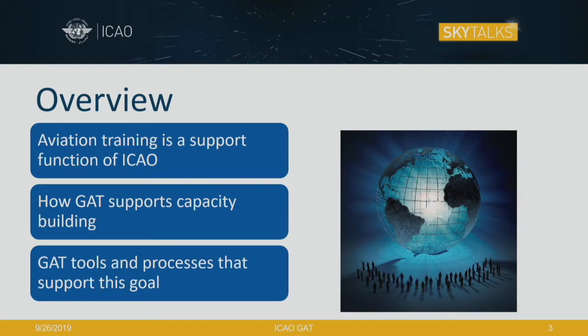How is training going to address this challenge or mitigate it? Through the processes that we use, through the standardized approach that we take, so we're able to support the smooth transition of professionals into the roles that they're going to fulfill. Aviation training is considered a support function of ICAO. So I'm going to talk first about how GAT supports capacity building generally, and then I'm going to drill down and talk about how GAT's tools and processes and methodologies that we apply support this goal.